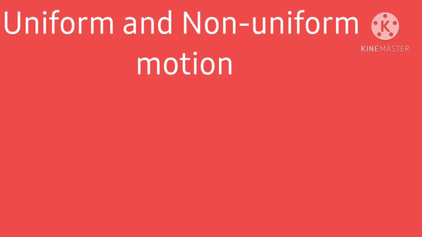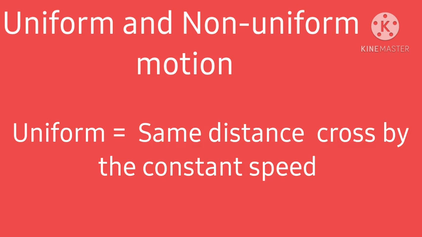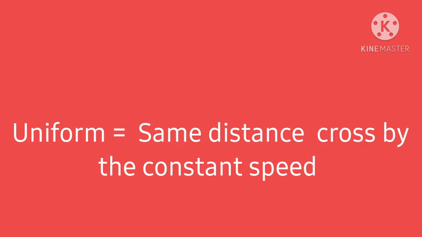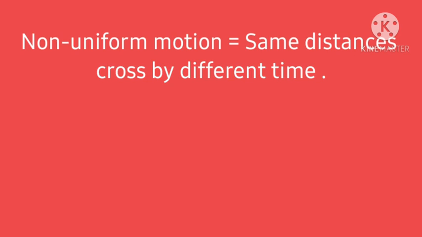Our next topic is uniform motion and non-uniform motion. In our daily life, very few objects move with a constant speed for a long distance or for a longer time. If the speed of an object moving along a straight line keeps changing, its motion is said to be non-uniform motion.